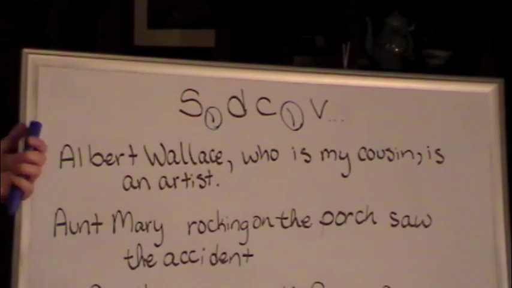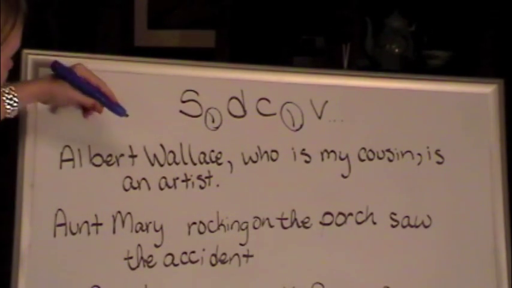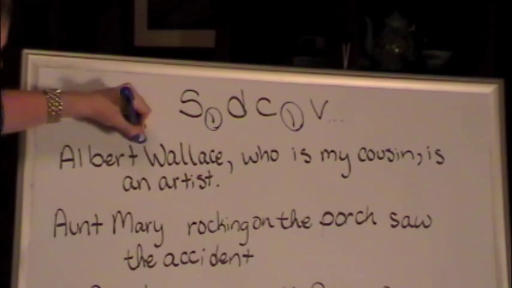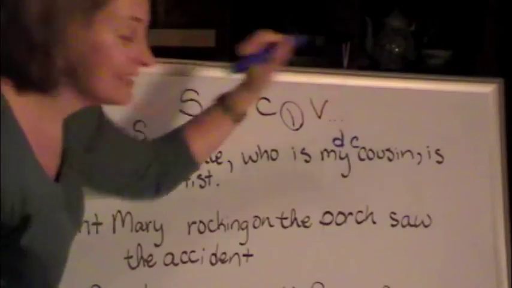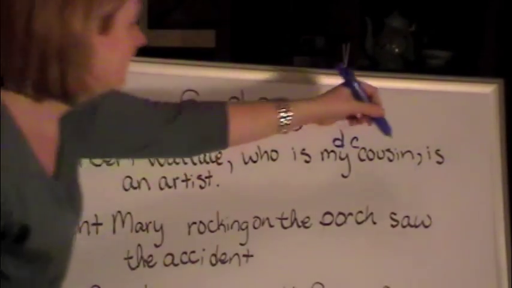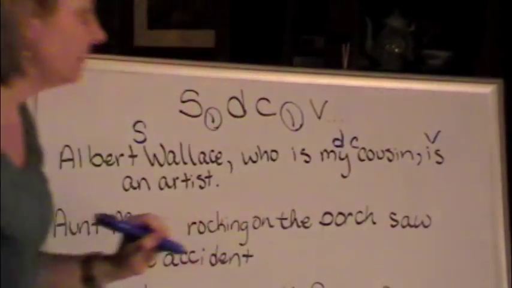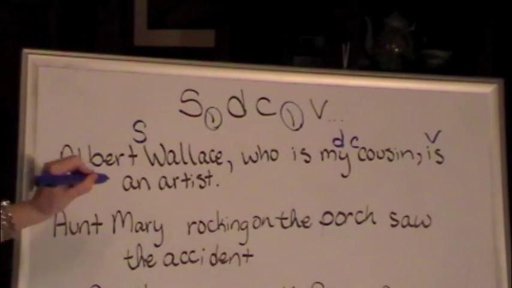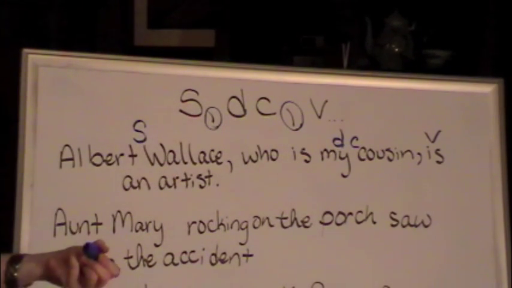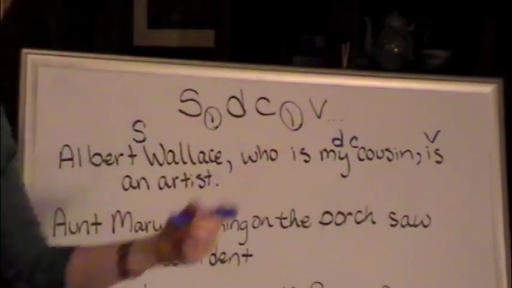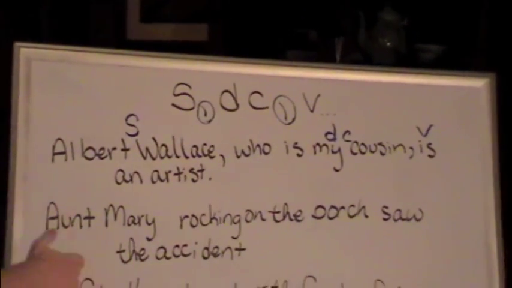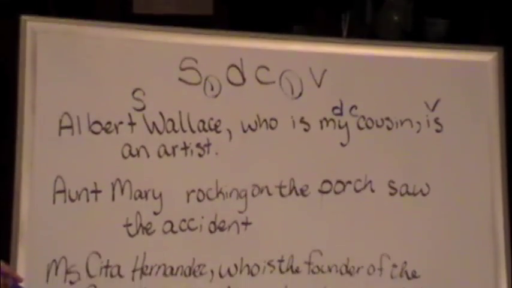All right, so here is the subject of the sentence, Albert Wallace. Who is my cousin? Is that little dependent clause. The verb is, and then an artist is just the rest of the sentence. Okay, so here's the SDCV pattern. Okay, got it.